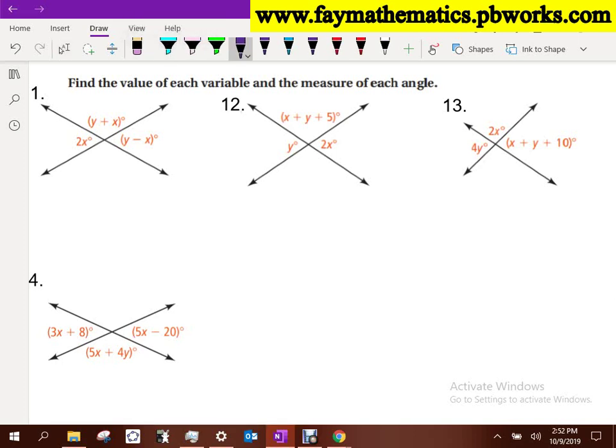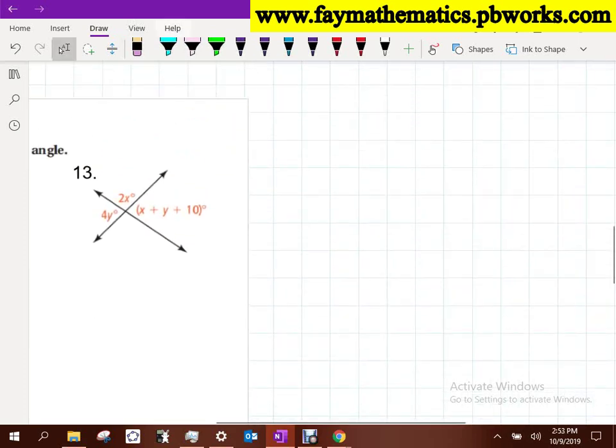Okay. So which one of these do you want to do? We already did number 11. 13? Last class wanted to do 13.